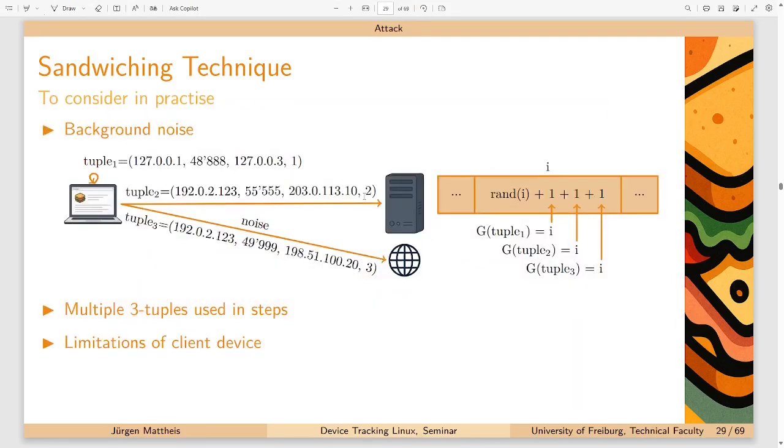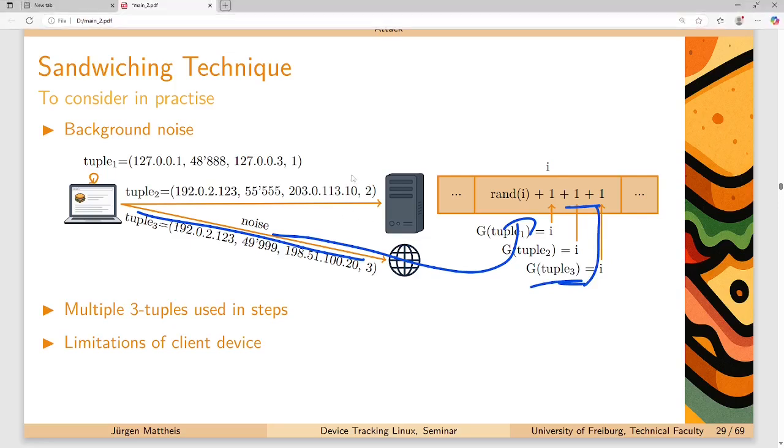So that was basically just the general principle, but in practice we also have to consider some other effects. This is a client device, which is also just using the internet as normal, and by this there's also noise from other TCP connections that it makes. These TCP connections also influence the perturbation table and increment it. That's something we have to consider.